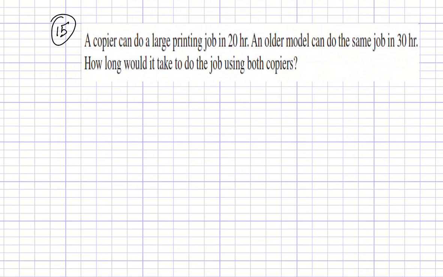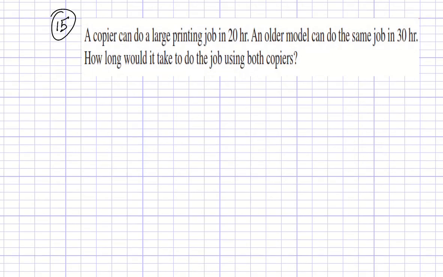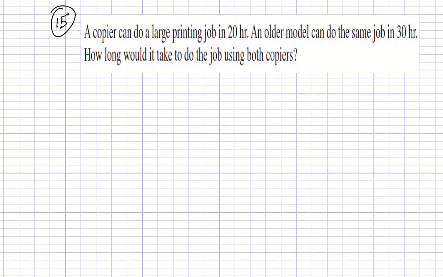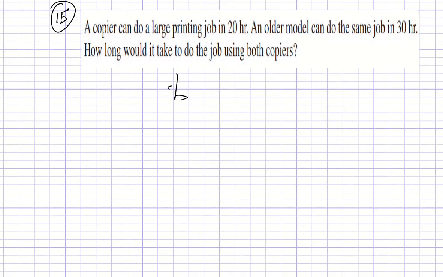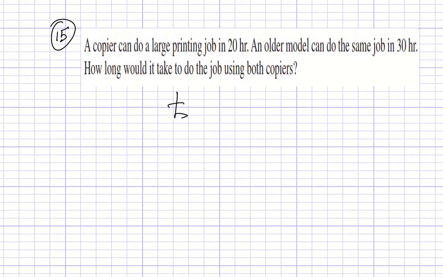Okay, look at problem number 15. It says a copier can do a large printing job in 20 hours. An older model can do the same job in 30 hours. How long will it take to do the job using both copiers? See, this is the same pattern, man. Okay, note that the formula we developed earlier, T standing for the number of hours it would take both of them to do the job.